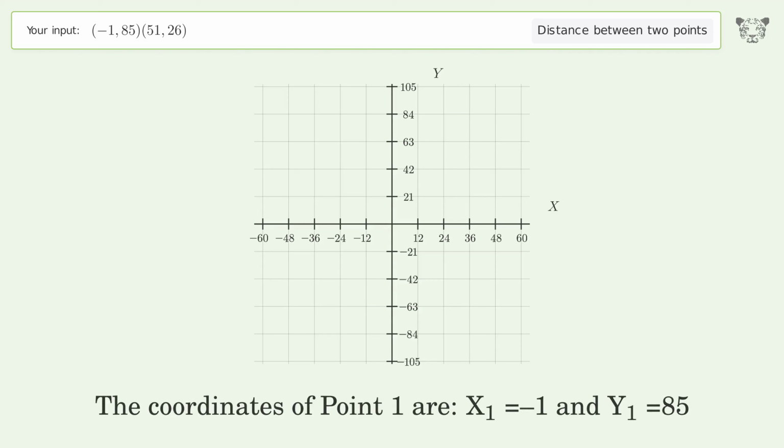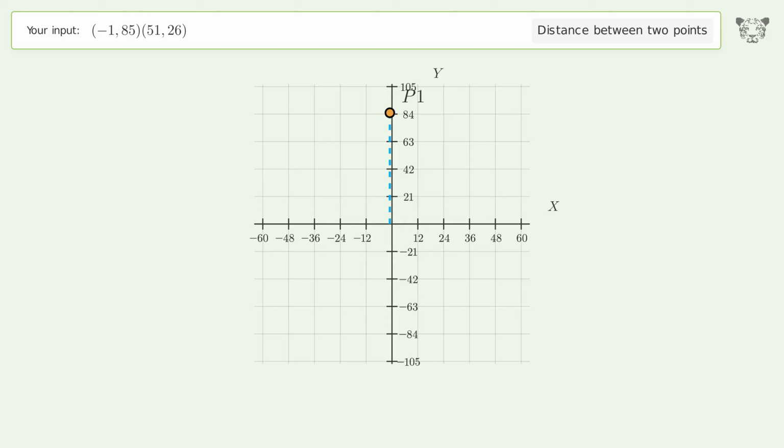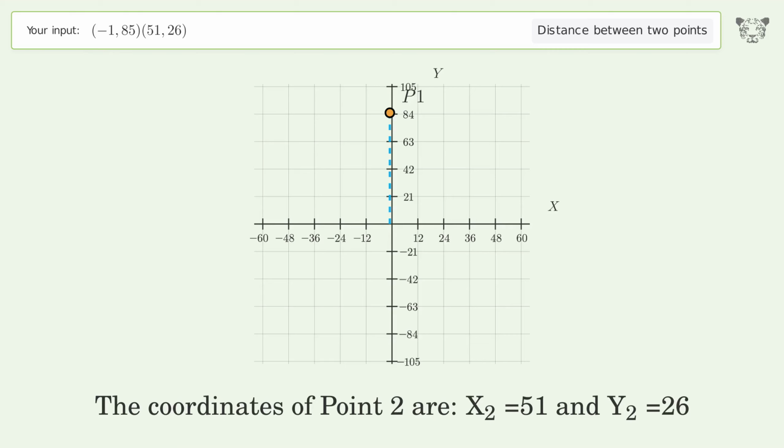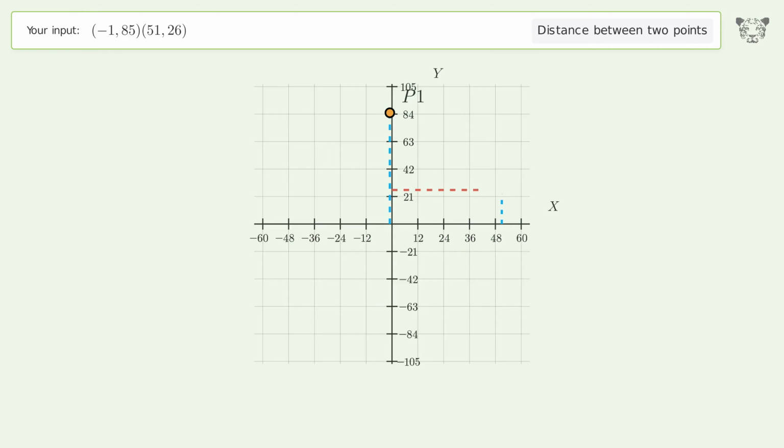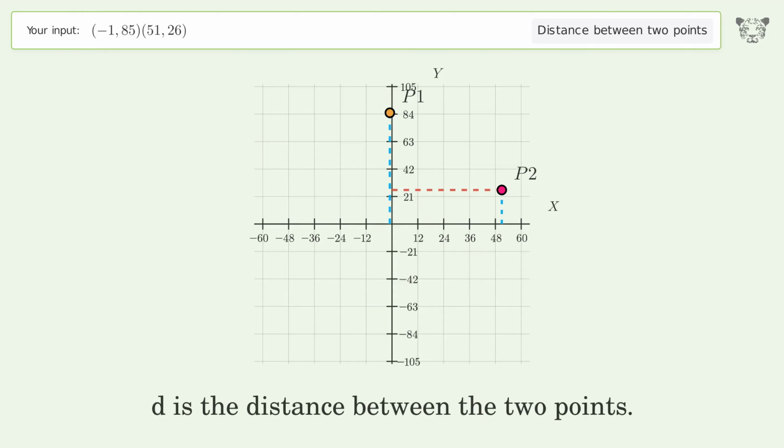The coordinates of point 1 are x1 equals -1 and y1 equals 85. The coordinates of point 2 are x2 equals 51 and y2 equals 26. D is the distance between the 2 points.